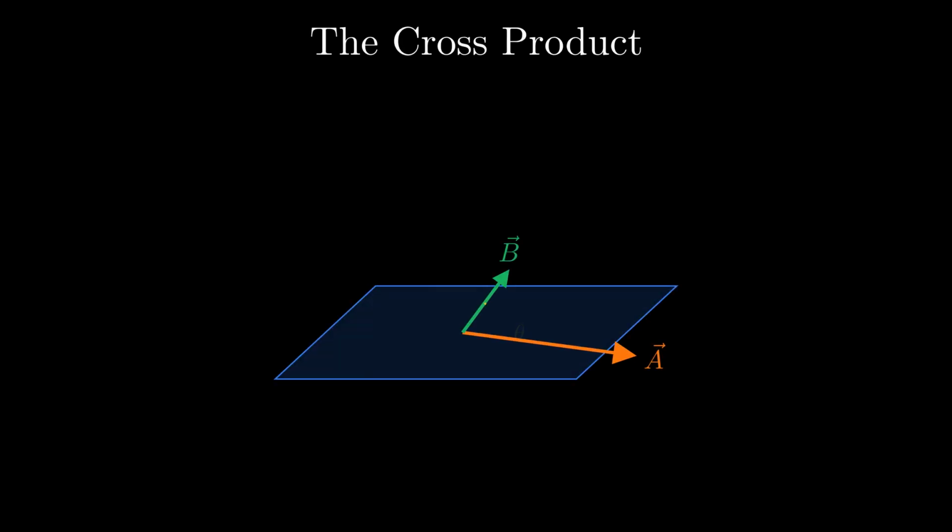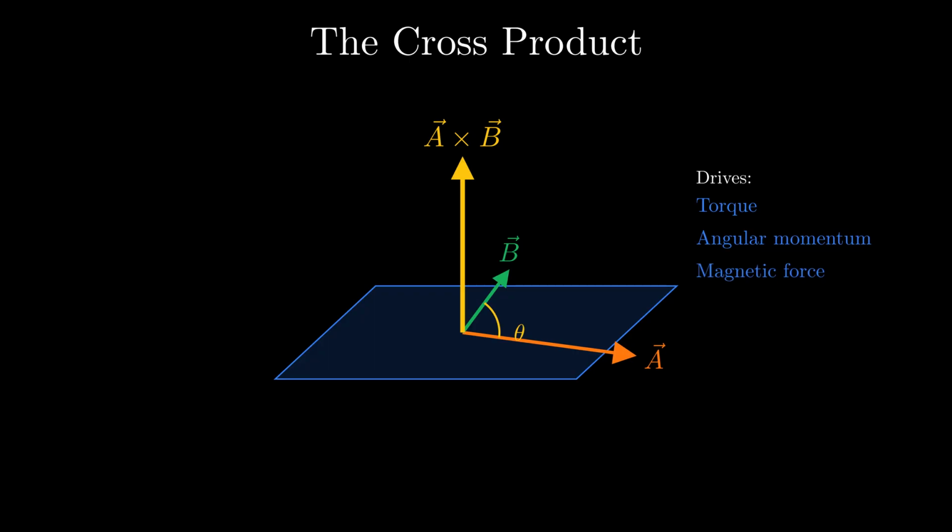Two vectors lie flat in the plane, multiply them with the cross product, and the answer points straight out of that plane into a third dimension. This operation drives torque, angular momentum, and magnetic force. Today we define its magnitude, find its direction with the right-hand rule, and establish its algebraic properties.